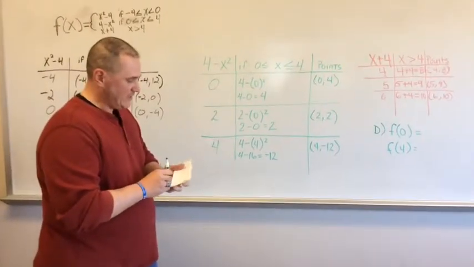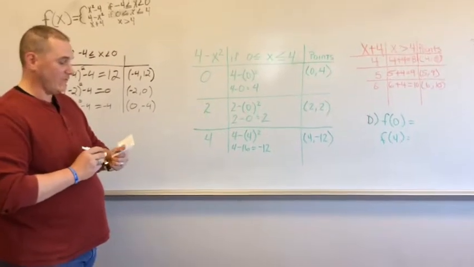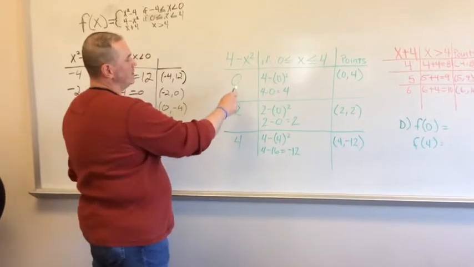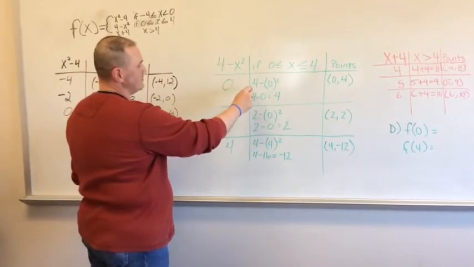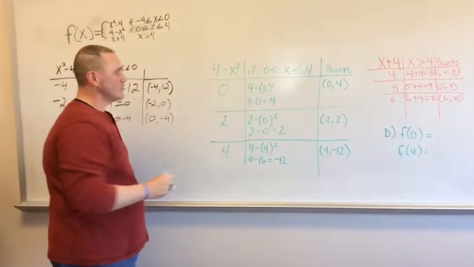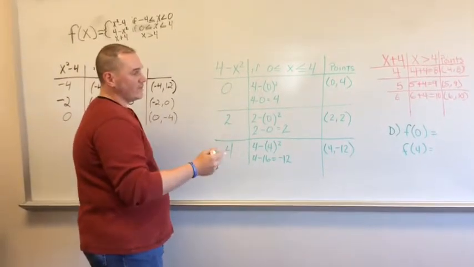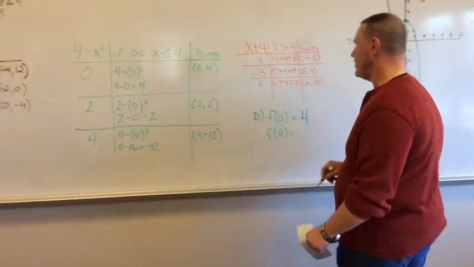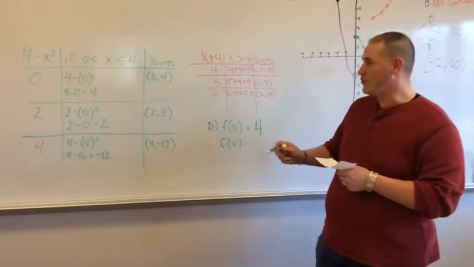So for the last one, D, it's asking us to find f of 0 and f of 4, which we worked out already in this problem, the 4 minus x squared. We plugged in our 0 here. So by doing this, 4 minus 0 squared, or 4 minus 0, came out to 4. So for f of 0, we get 4.